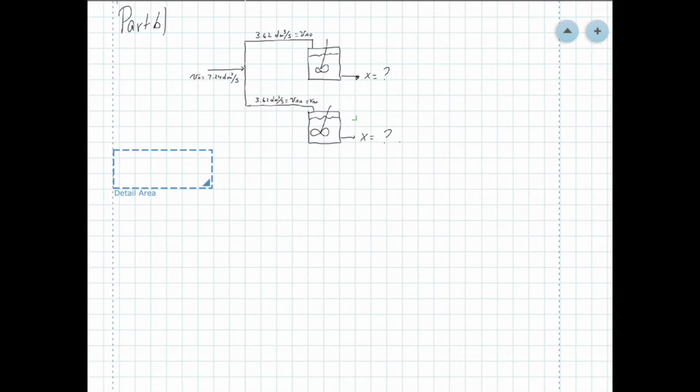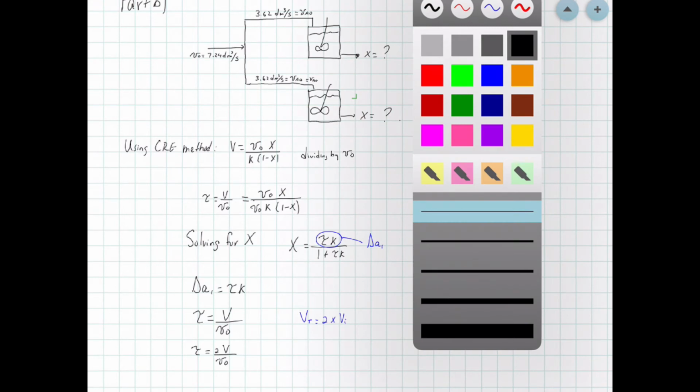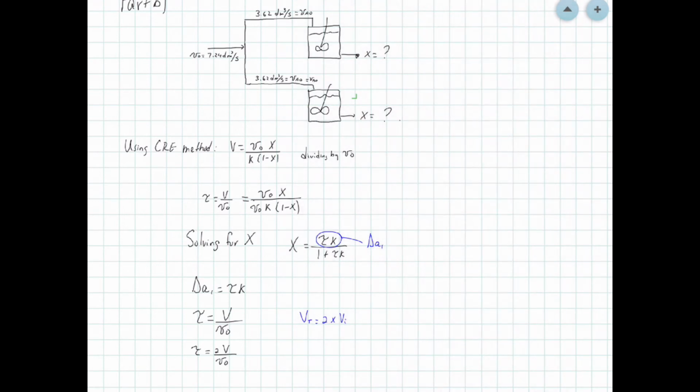So let's find out how much the conversion increases or decreases. We want to see what is the effect of having this array of reactors. So let's start. Using the CRE method, we can get the volume of the CSTR.